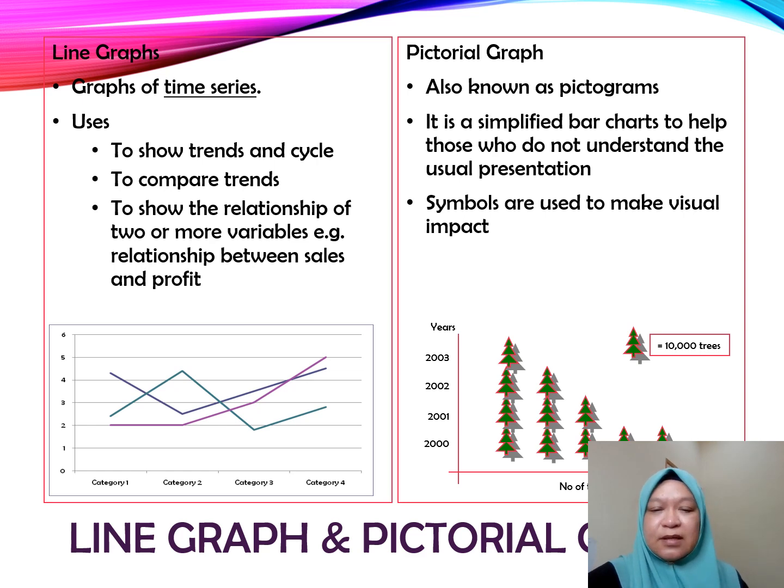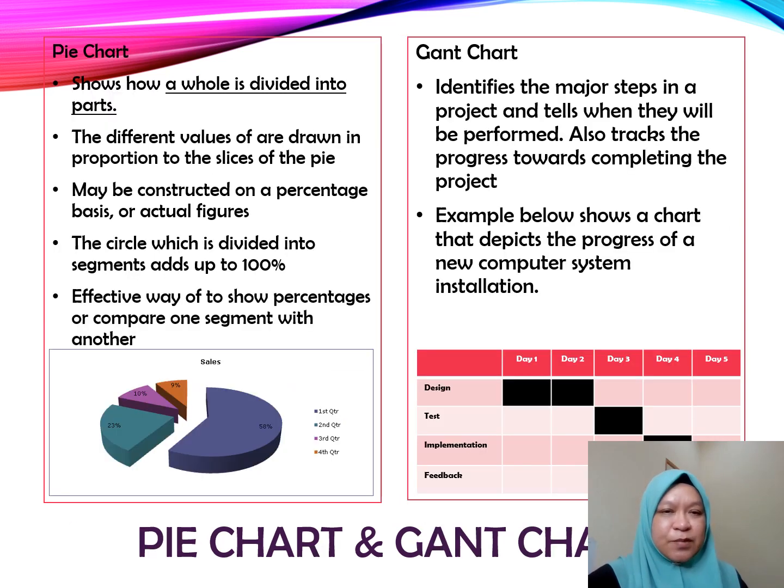The next one, we have pictorial graph, also known as pictograms. It's a simplified bar chart to help those who do not understand the usual presentation. So we use symbols to show the figures. Next, we have pie chart. Pie chart shows how a whole is divided into parts.